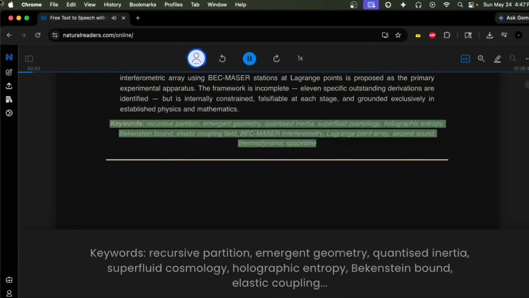Keywords: recursive partition, emergent geometry, quantist inertia, superfluid cosmology, holographic entropy, Bekenstein bound, elastic coupling field, Beck-Maser interferometry, Lagrange point array, second sound, thermodynamic spacetime.